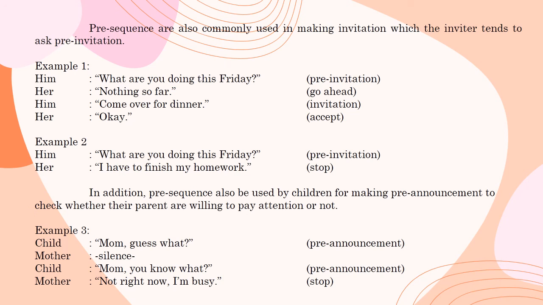Then pre-sequences are also used by children for making pre-announcements to check whether their parents are willing to pay attention or not. In example number 3, the initial pre-announcement is met with silence, which is generally interpreted as a stop, but in this example, the child must be basing it on an interpretation that the parent didn't hear the first attempt. So the child makes a pre-announcement for the second time. The final response has to be interpreted as a stop.